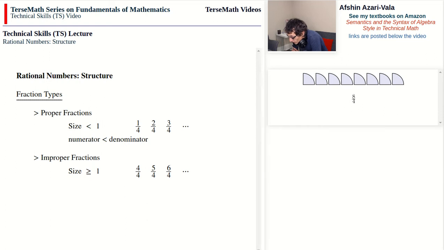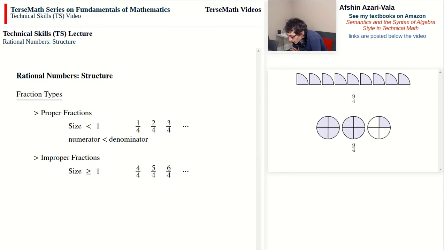We can talk about 8/4, and this time we end up with 2 whole pies, and so 8/4 is 2. With 9/4, we end up with 2 whole pies and 1/4 extra, so we end up with 2 and 1/4. In all cases, for improper fractions, the numerator is either greater than or equal to the denominator in size. If you have a 4 as your denominator, that means 1 pie is cut into 4 parts, so you need at least 4 pieces to make a 1. If the top and the bottom are equal, you end up with 1 pie. That makes it improper because size can be equal to 1 for improper fractions.